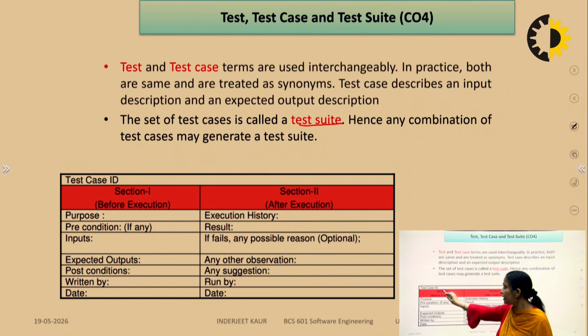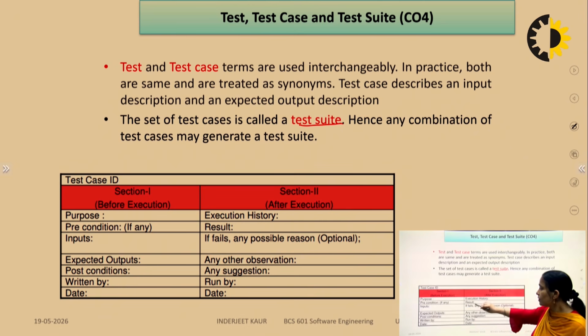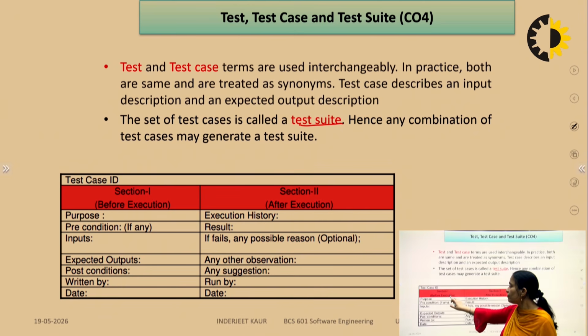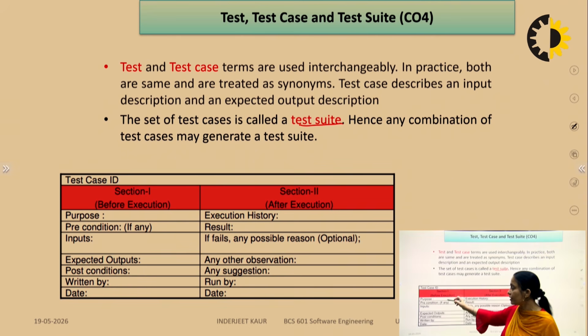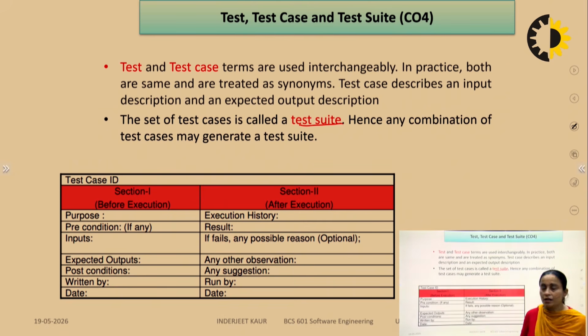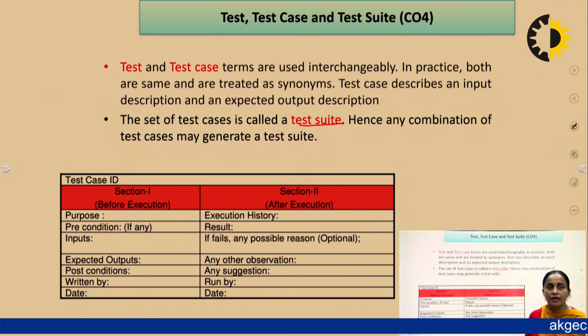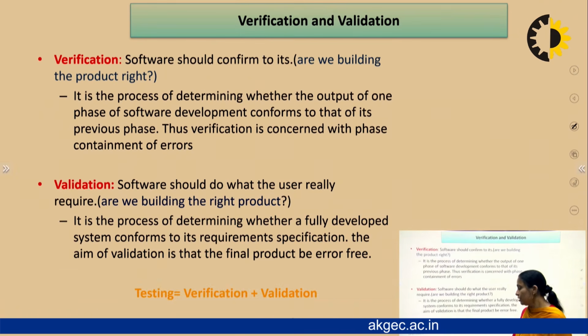Suppose this is the template. Here I will write the test case ID first. This is section 1. It is done before execution, and there is a part after execution. Before execution: the purpose for which this program was written, any preconditions, the set of inputs, expected outputs, the postconditions, who has written this code and on which date. Then after execution, the tester will write the execution history, the results, if there was any failure what was the reason, any other observations, suggestions, who executed it, and on which date.